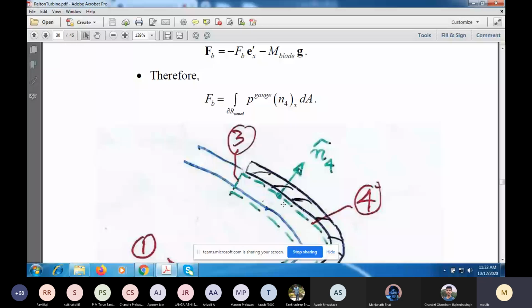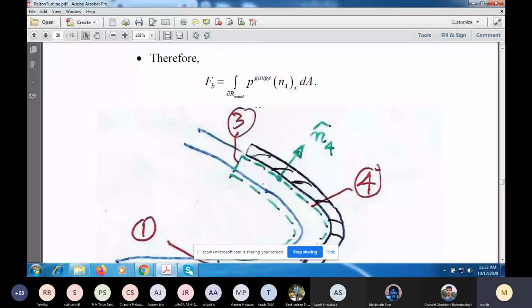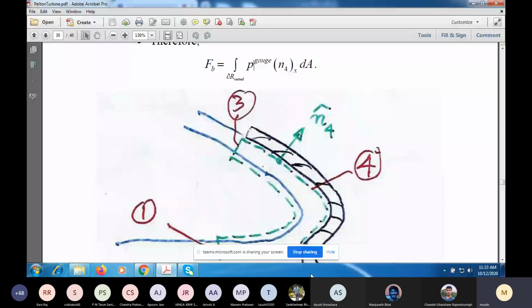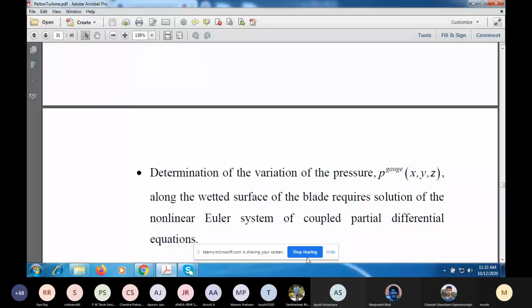You may, as an engineer, use a numerical method to evaluate the integral. Okay, if you wish, but then you need to either measure the pressure distribution on the surface or be able to calculate the gauge pressure as a function of x, y, z.